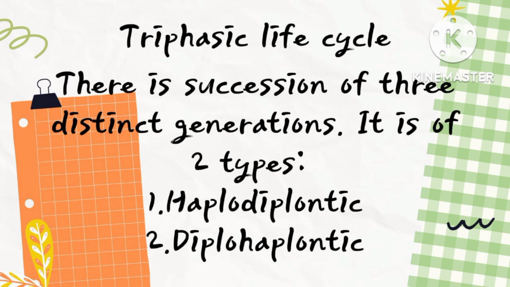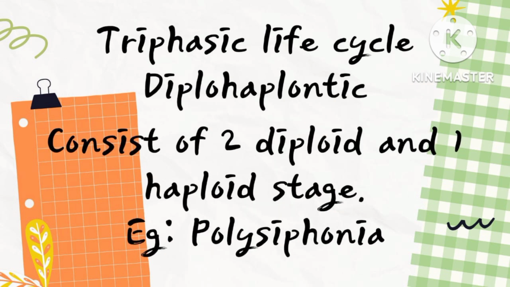Diplohaplontic life cycle consists of two diploid and one haploid stage. Example, Polysiphonia. Now we will learn about the diplohaplontic life cycle in Polysiphonia.